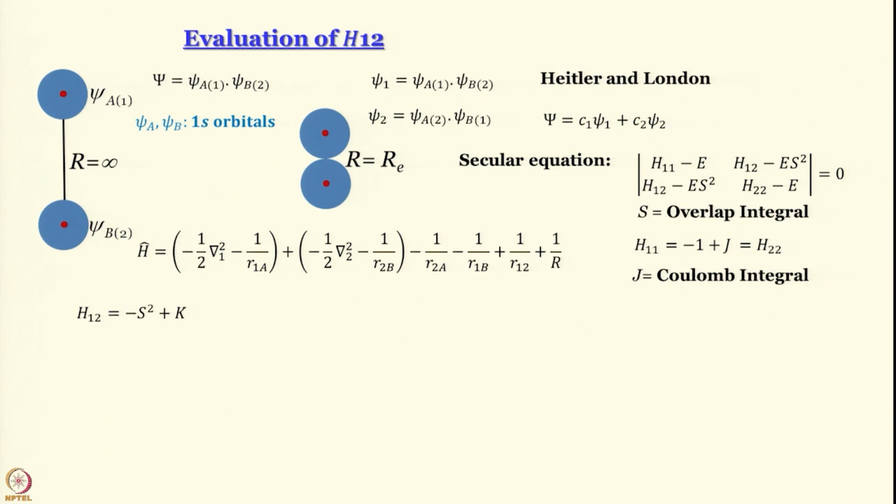What is H12? Similarly, you can work it out. I will not do it, but I encourage you to do it yourself. It is not difficult at all once you have worked out H11 and H22. H12 turns out to be minus S squared plus K. Now, what is K?